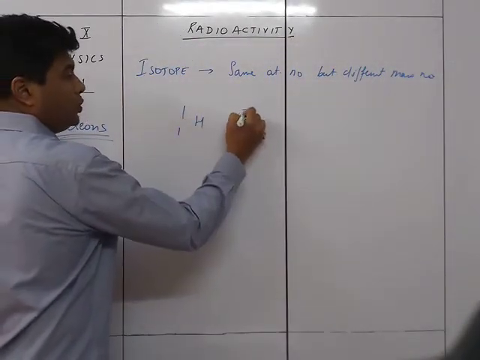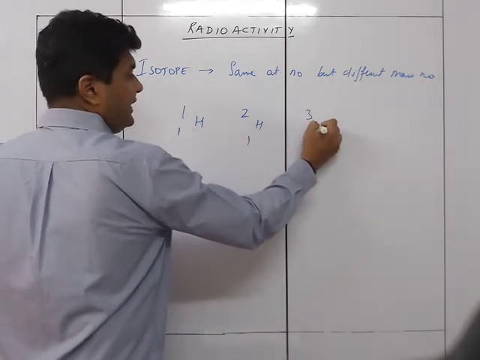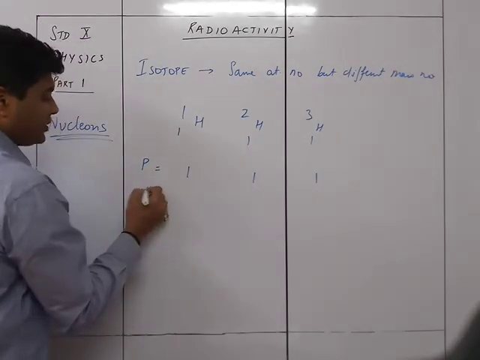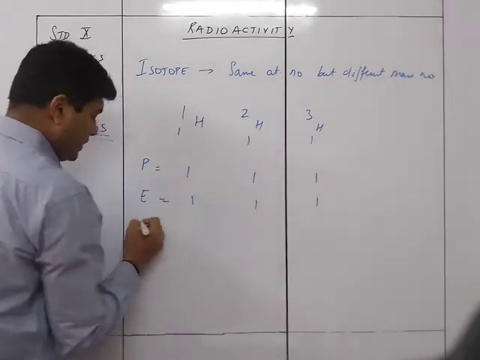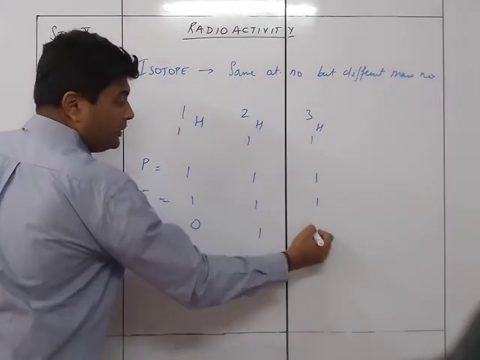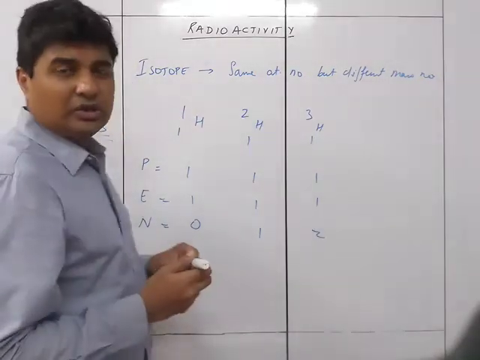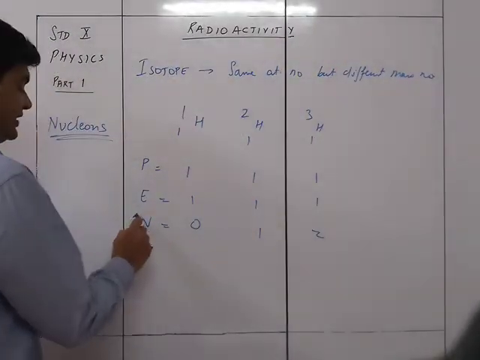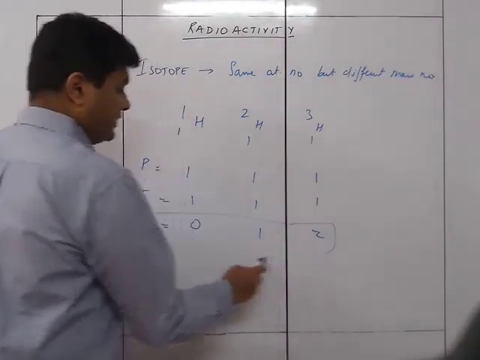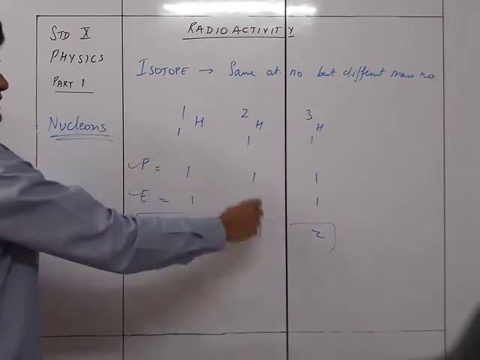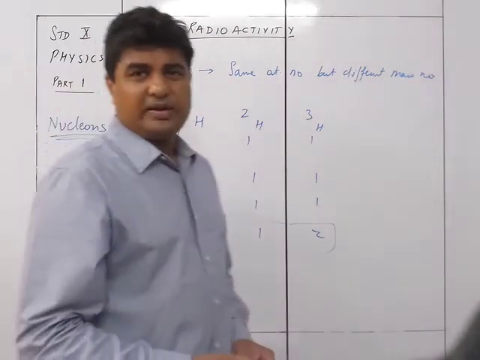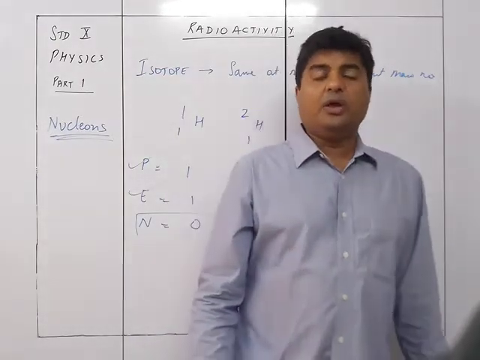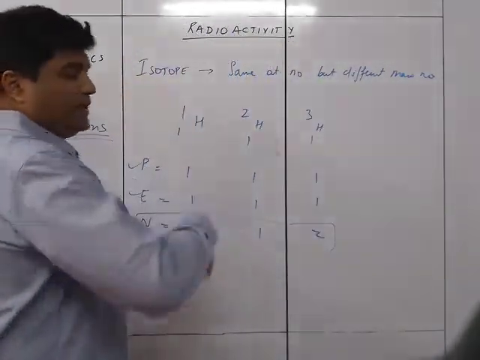So it is 1H1, 2H1, 3H1. The protons are 1, 1, 1, electrons are 1, 1, 1, but the neutrons are 0, 1, 2. Got it? You can see it is only the change in the number of neutrons which is different, otherwise these are the same, and this determines the chemical properties of the substance. That's why there is no change in the chemical properties of hydrogen, whether it is protium, deuterium or tritium.